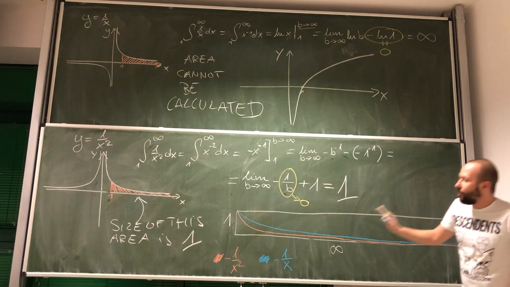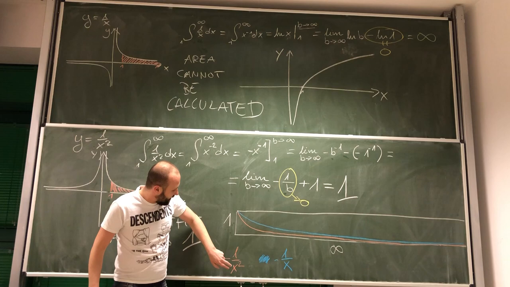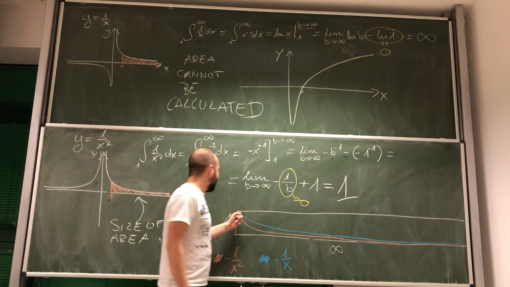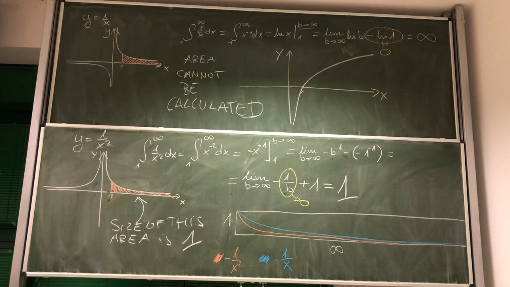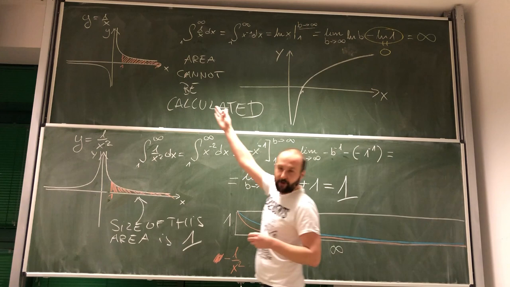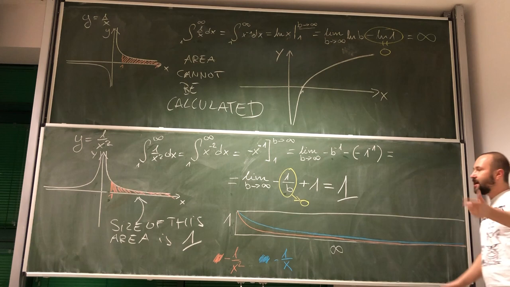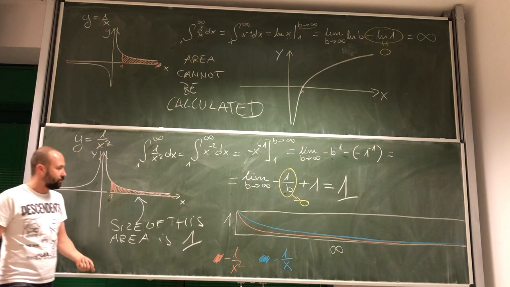However, in case of this function, the reverse is true. Look, here the values of the function, so the height, is dropping actually faster than length is increasing. So each increase in length is more than compensated by decrease in height. This is why in cases of some functions like 1 over x, we cannot calculate the area because it's infinitely big, because the fall in height is not compensating for the increase in length. However, in other functions, like 1 over x squared, the opposite is true. The fall in height is faster than increase in length.